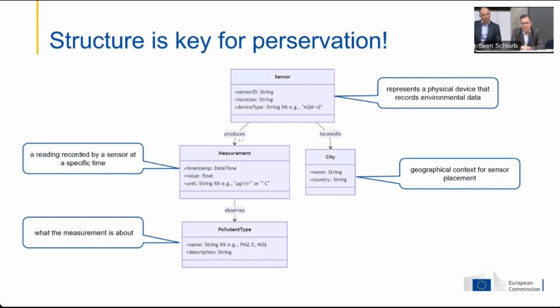So structure is key, and here I come back to my initial statement about ontologies, because if we have ontologies, we have a way to structure the documentation, not just creating a PDF document where we document everything, but create a structure that shows what is a sensor that does the measurement, what is a pollutant type, what is the city, and how they are related to each other, with the bubbles on the right and left side, documenting what these actually mean.